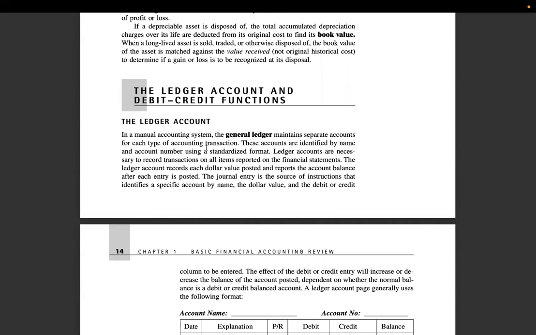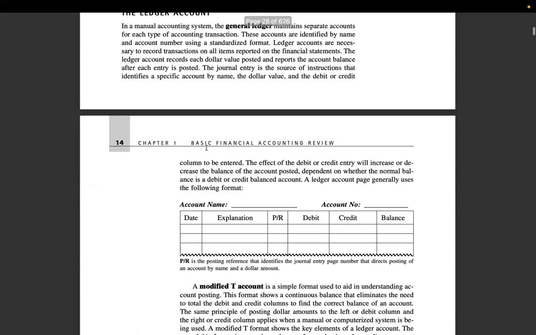The journal entry is the source of instructions that identifies a specific account by name, the dollar value, and the debit or credit column to be entered. The effect of the debit or credit entry will increase or decrease the balance of the account posted, depending on whether the normal balance is a debit or credit balance account. A ledger account page generally uses the following format.